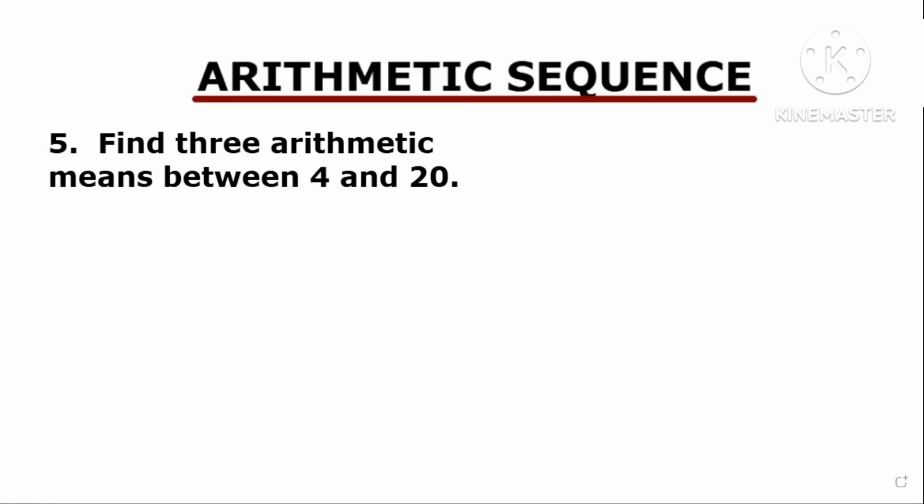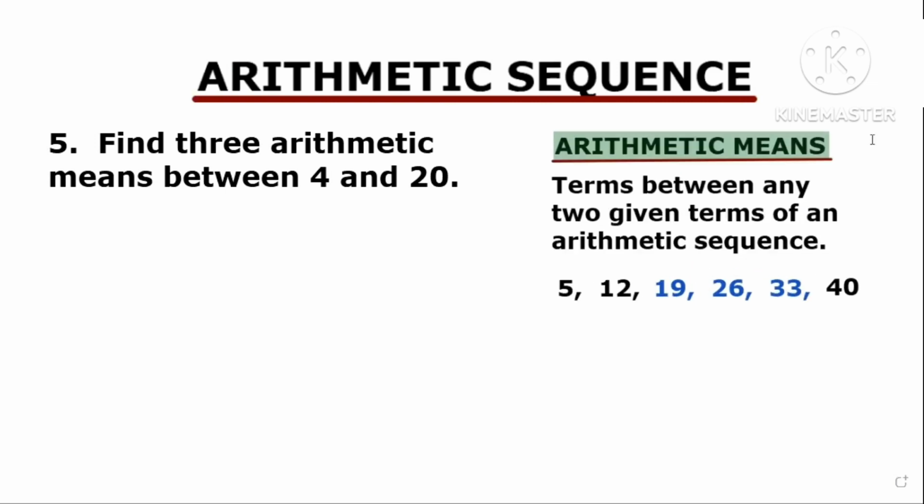Okay? So for our finale, number 5, find 3 arithmetic means between 4 and 20. So what do we mean by arithmetic means? The terms between any two given terms of an arithmetic sequence are what we call the arithmetic means. So to illustrate, supposing we have 5, 12, 19, 26, 33, and 40, the arithmetic means between 12 and 40 are 19, 26, and 33. In other words, ito yung mga terms, no, na naiipit between any two given terms in the arithmetic sequence.